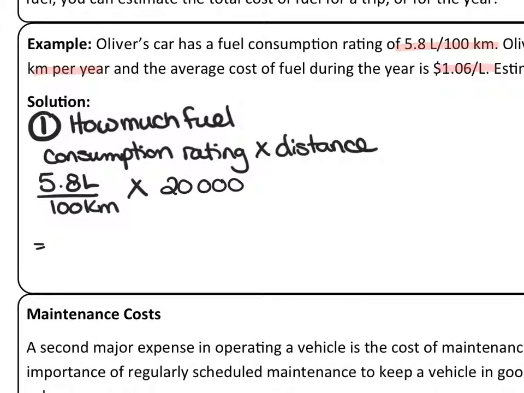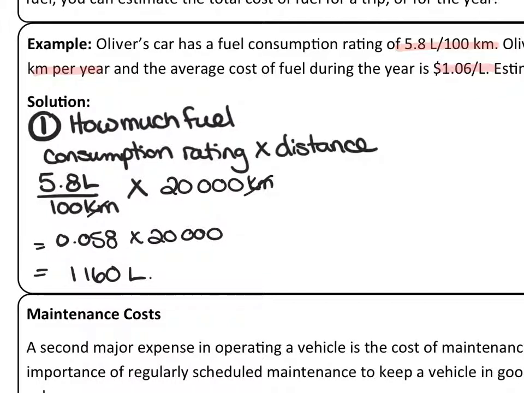Okay, so when I calculate this, I just do 5.8 divided by 100 to do that part, and then multiply by 20,000. So 5.8 divided by 100 is 0.058, times 20,000. And we get that he used 1,160 liters of fuel because the kilometers are going to disappear. Okay, so that's step one, how much fuel, and we've answered that: 1,160 liters.